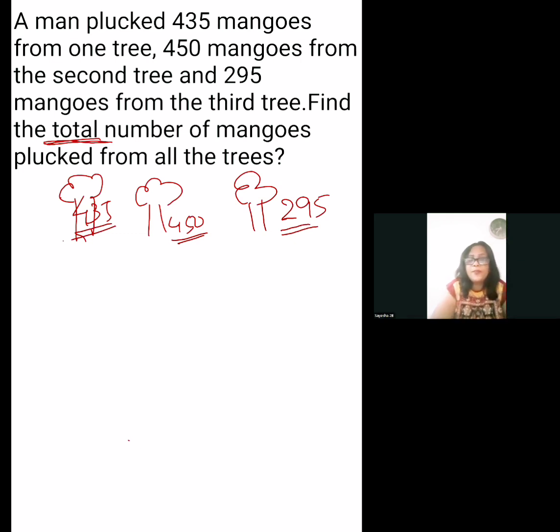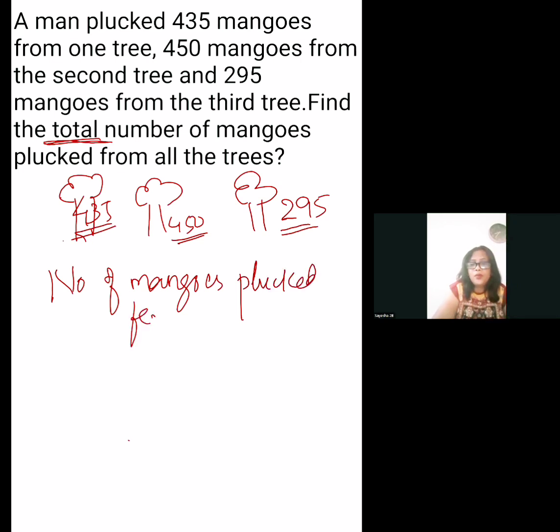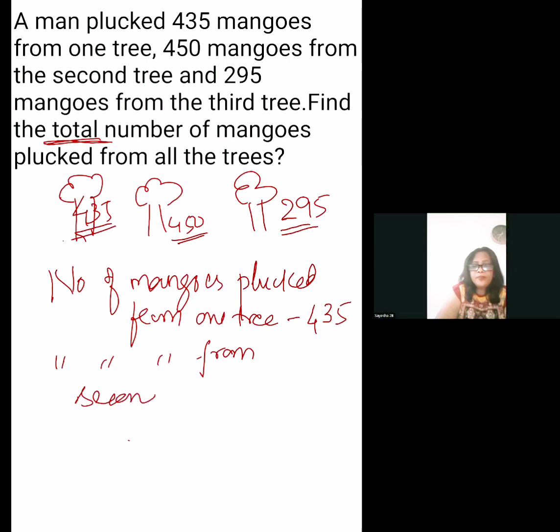ठीक है. सो सबसे पहले प्रेजेंटेशन के लिए आप लोगों को स्टेटमेंट्स लिखना है. स्टेटमेंट्स किस तरह से लिखते हैं? लाइक यू नो, क्वांटिटी ऑफ मैंगोज प्लग्ड फ्रॉम द वन ट्री, और यू कैन राइट इट एज ऑल्सो नंबर ऑफ मैंगोज plugged from one tree. All right, it is given as 435. Similarly, number of mangoes plugged from second tree. ठीक है. It is given as 450 mangoes. ठीक है. You don't need to mention mangoes because mangoes is already written in the statement. So you can just skip that.